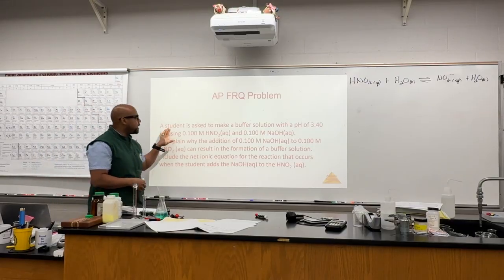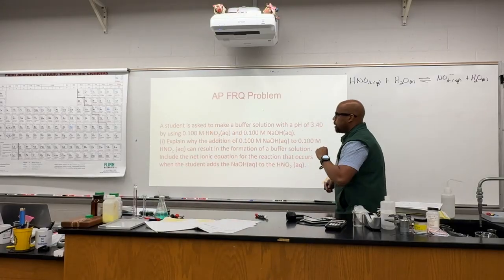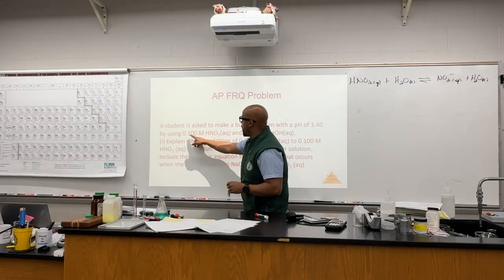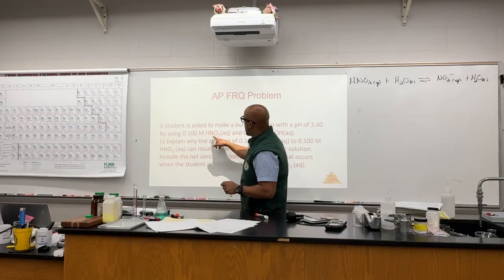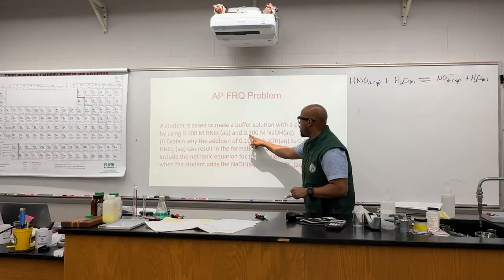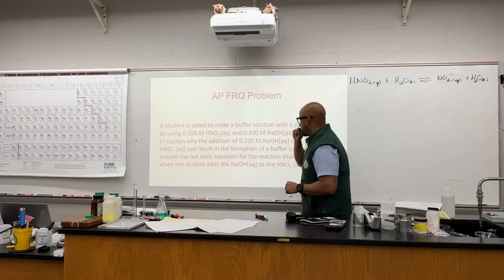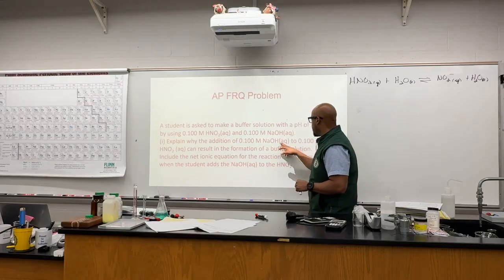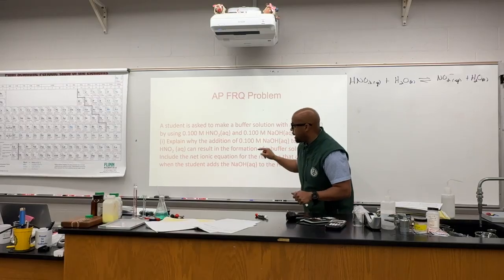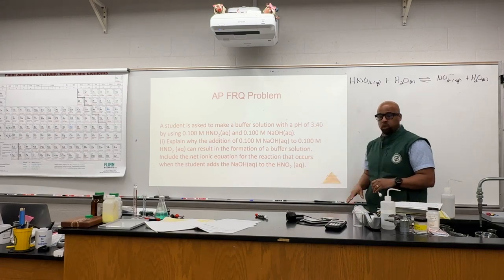And it simply says, hey, a student is asked to make a buffer solution of 3.40 by using, in this case, a 0.100 molar of nitrous acid. So that's a weak acid because that's not nitric, it's nitrous acid. And also you got 0.1 molar sodium hydroxide. Explain why the addition, in this case, of the sodium hydroxide to the 0.1 molar nitrous acid can result in the formation of a buffer solution.